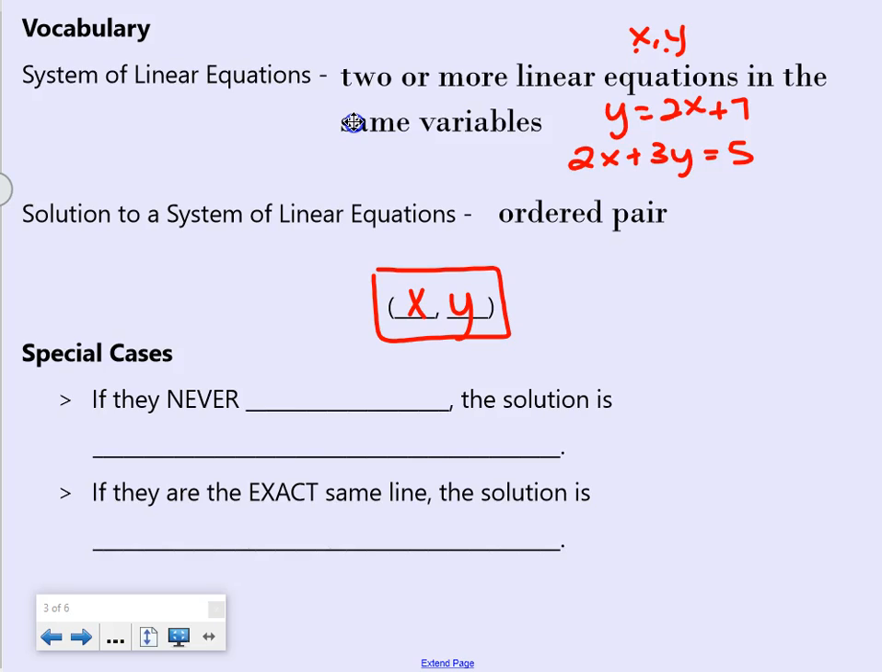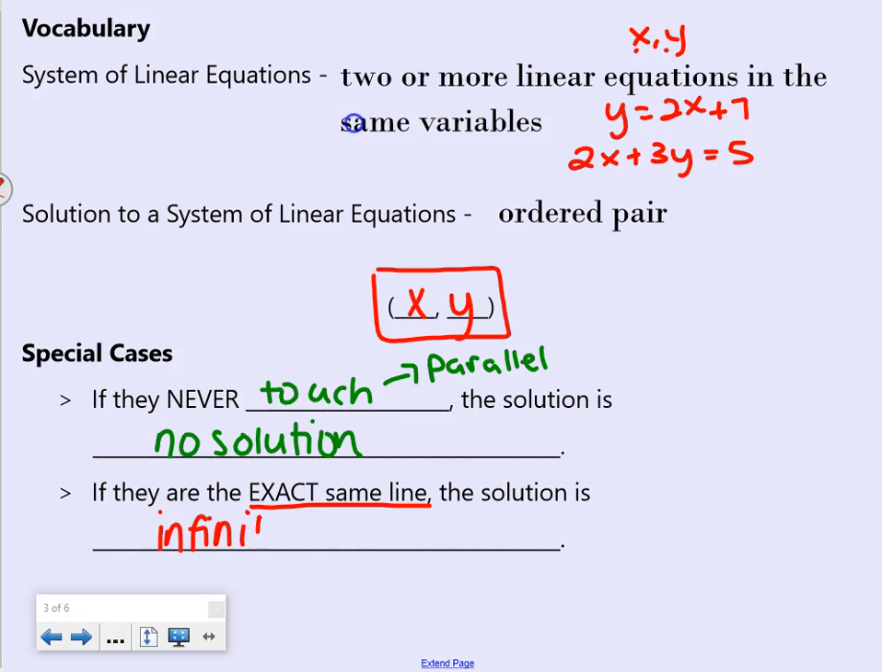There are 2 special cases though. One special case is if the lines never touch. And if we remember, we call those parallel lines. So if our lines are parallel, the solution is no solution, because they never cross each other. If they are exactly the same line, then the solution is infinite solutions. Now that might be confusing right now, but we'll have some examples coming up soon.